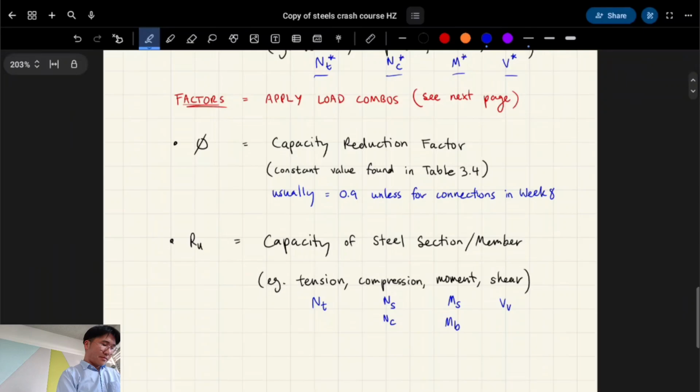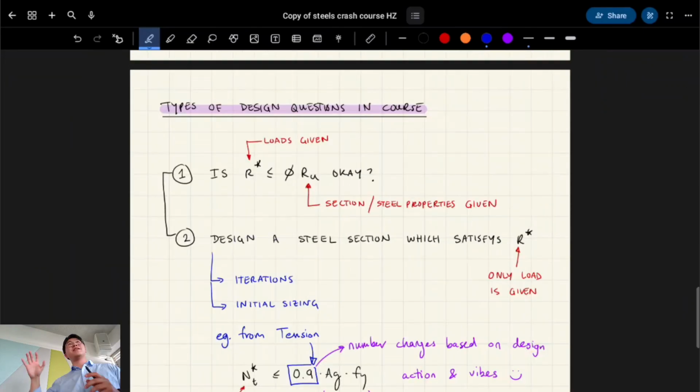So in this course, generally you're going to find two types of questions that are presented to you, right? The first one is, is the capacity equation satisfied? Which means, is the left-hand side of this, the external loads, less than the right-hand side, which is the material capacity? That's the first type of question. It's a simple yes/no question, like a true/false kind of thing.